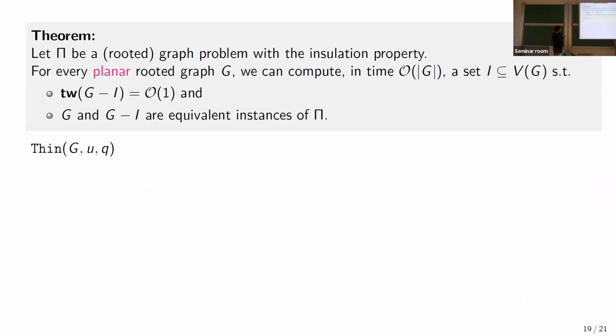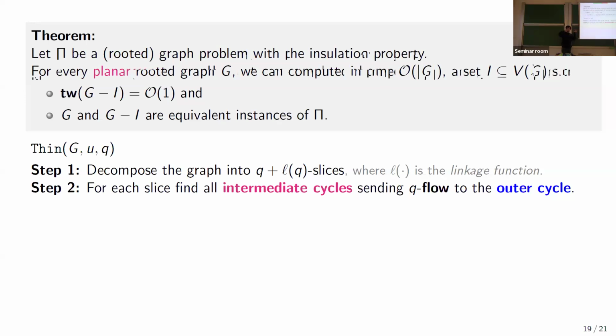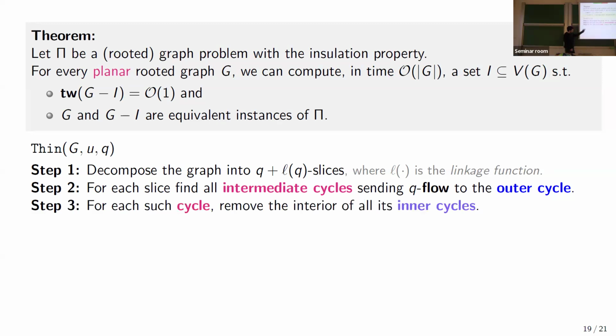I have this algorithm that I call thin that proceeds in the following steps. I decompose my graph into slices of appropriate size. How do I do it? I compute the radial distance decomposition, and then I just chop the graph into parts. I process these slices in some order. For each slice, I find all the intermediate cycles sending a flow to the outer cycle. I empty the interiors of the inner cycles, and this is how the whole procedure goes.